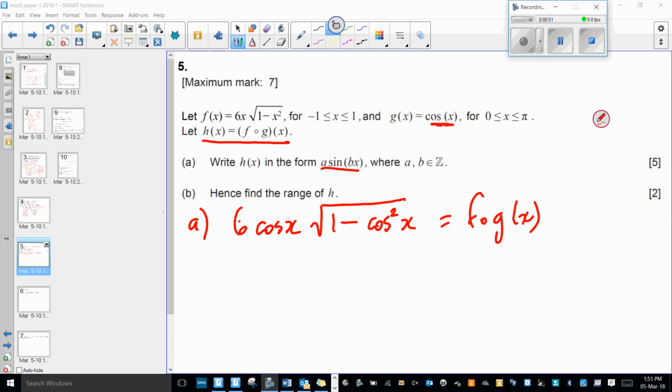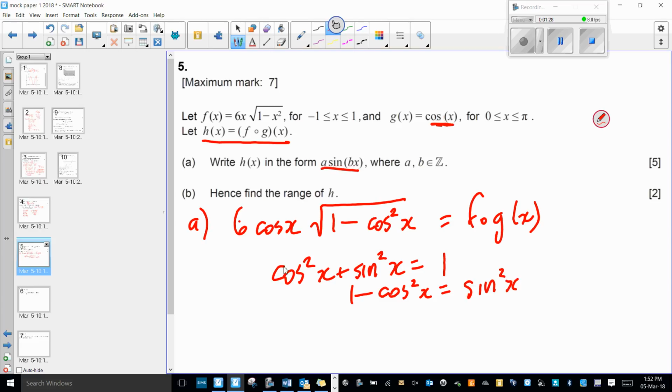Alright, okay, now this is where we have to be familiar with our formula booklets. We've got 1 minus cos squared. So we look at our identities and we will see that cos squared plus sine squared equals, anyone remember? 1. That's one of the identities you're given. So if I rearrange this, I could say that 1 minus cos squared would equal what? Sine squared.